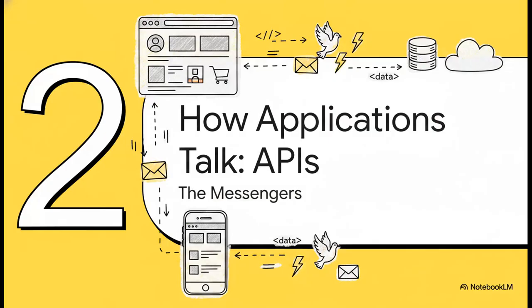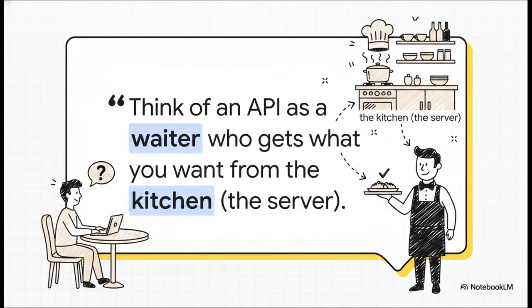Okay, so we've got our web page built, but where does it get its information? How does your social media feed load new posts? How does your shopping cart know what's in it? Well, that all happens thanks to the secret messengers of the internet, APIs. This is honestly the perfect way to think about an API, or an application programming interface. You, sitting at your computer, are the customer. The website server, that's the kitchen. The API is the waiter.